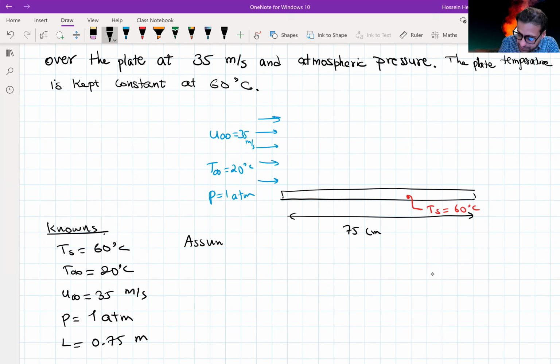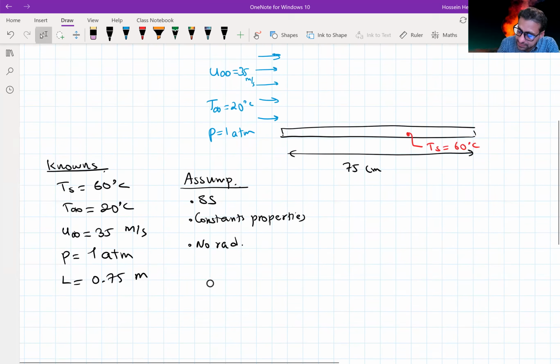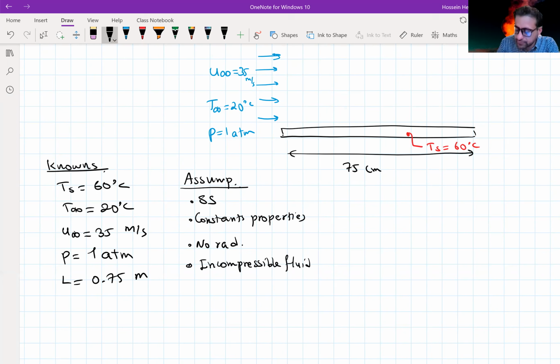In terms of assumptions, what we can say, this is a steady state condition. Assuming that one, we can assume properties, whatever that you're going to use, remain constant. No radiation happens here for the heat transfer. And the last assumption that I'm going to make here is this is an incompressible fluid. What we are going to find here is h_L, average.